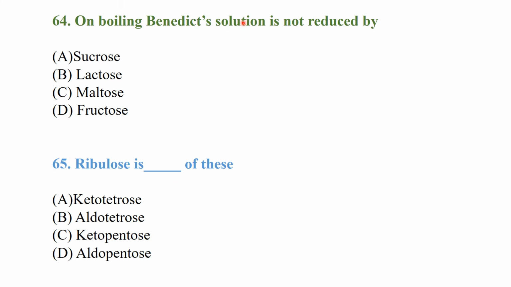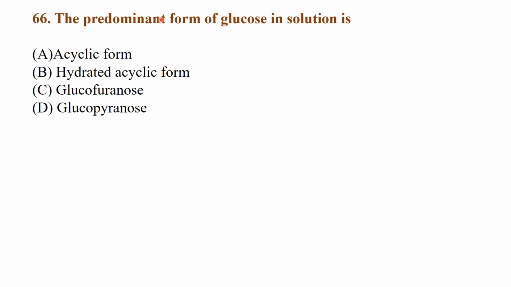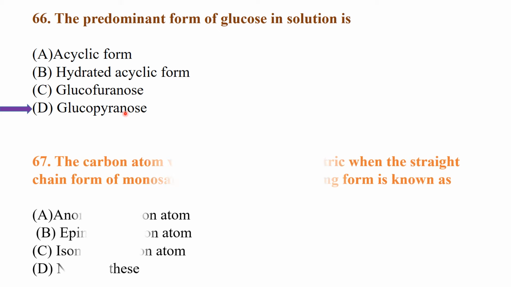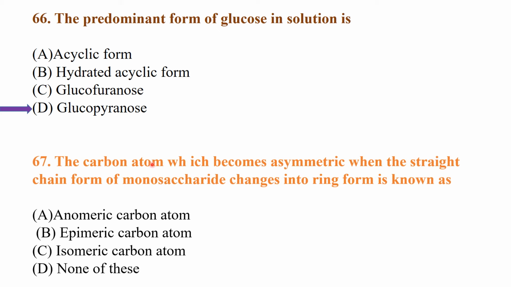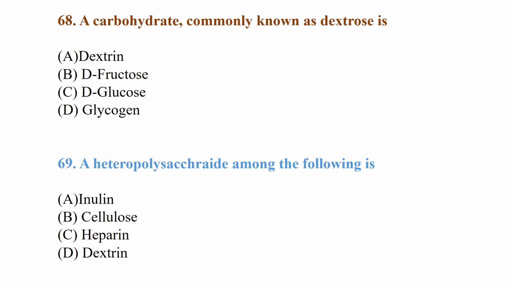On boiling, Benedict's solution is not reduced by sucrose. Ribulose is which type of these? It is a ketopentose. The predominant form of glucose in solution is glucopyranose. The carbon atom which becomes asymmetric when the straight chain form of a monosaccharide changes into ring form is known as the anomeric carbon atom. A carbohydrate commonly known as dextrose is D-glucose.